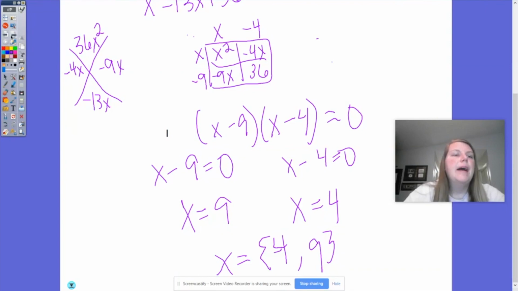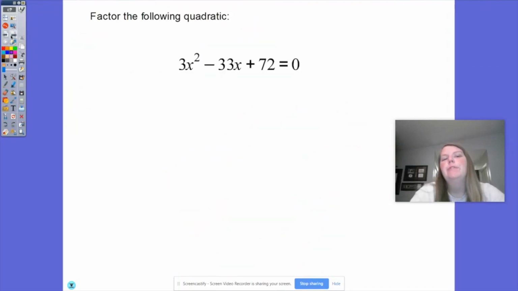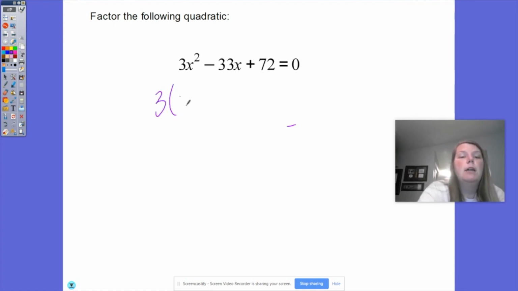Okay, and then the last problem I want to look at is similar to the first one, but this one we need to do something first. Anytime you have a quadratic, the first thing we want to do is see if there's a greatest common factor, meaning, is there a number I could divide all of those terms by? Well, there is in this case. In this case, it's 3. So we can actually factor out a 3 first.